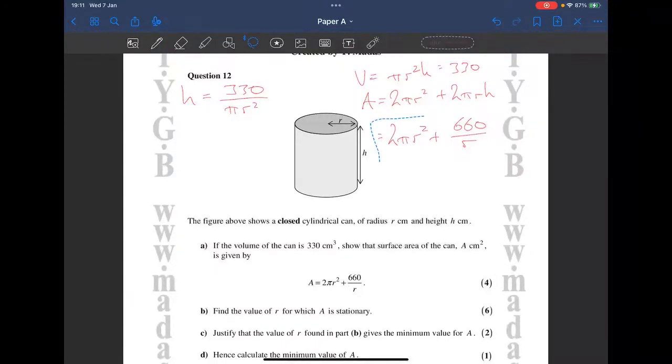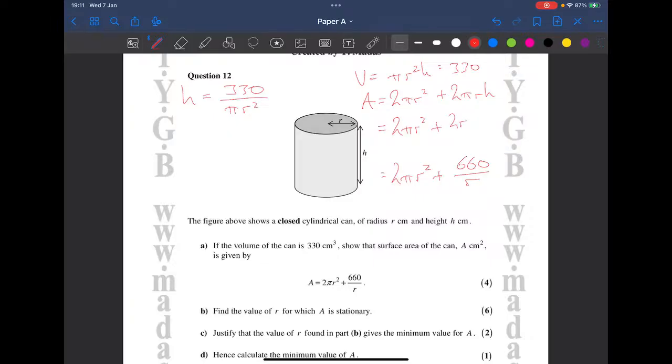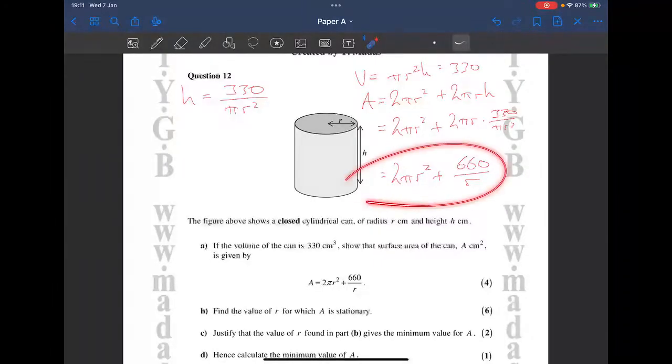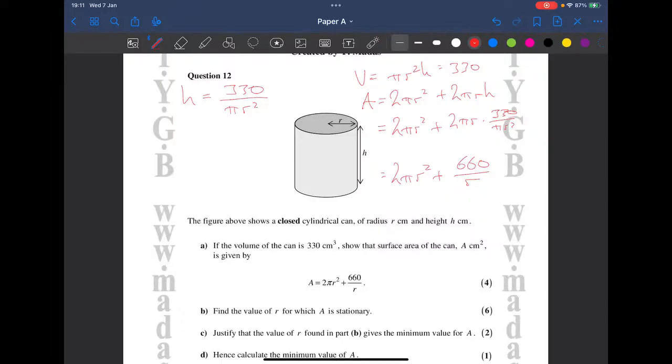In the exam, I'd probably do a step in between just to show that you understand exactly what's going on. So like pi r squared here plus 2 pi r times by that 330 over pi r squared. Both ways give you the same thing, but just to make sure that they can see that you followed all the steps and not just done some stuff and then written the answer down, we'd have this intermediate step as well. So that's part A done.